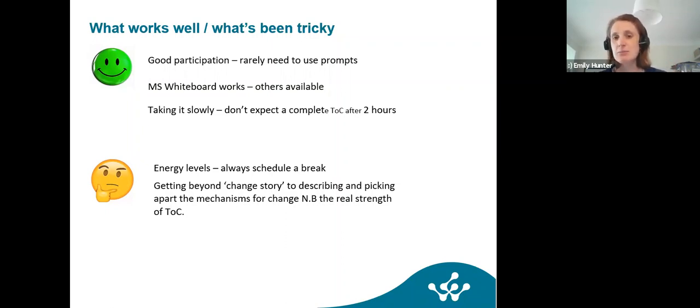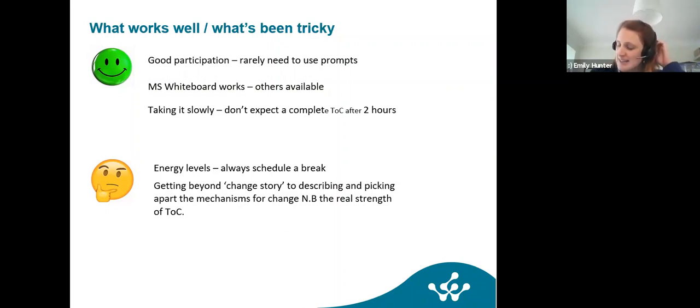As I said, whiteboard does work well. And the last one is about taking it slowly. And I don't mean that within the session, but you can just enter the session understanding that within 2 hours, you won't have a complete theory of change, and that's absolutely fine. Things that we found difficult is energy levels, so always scheduling a break.